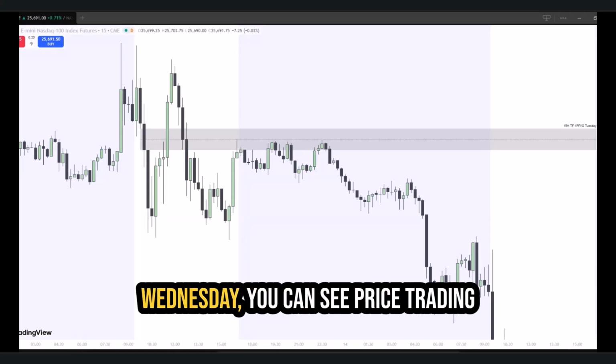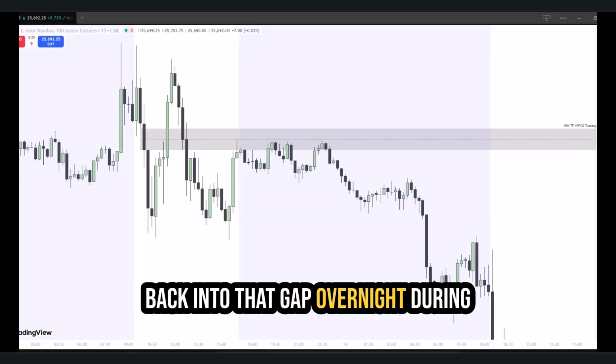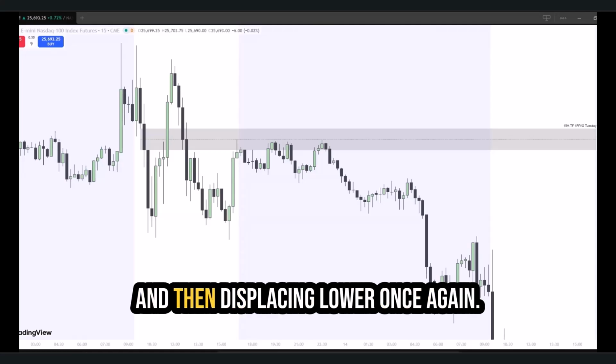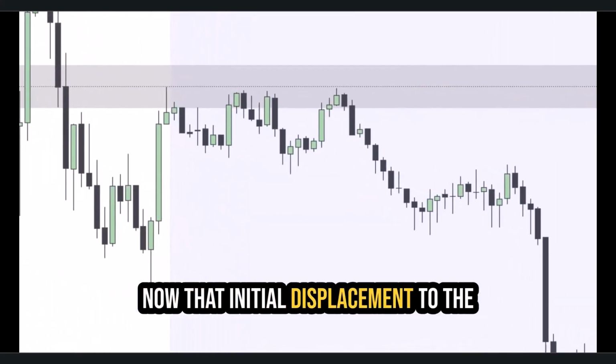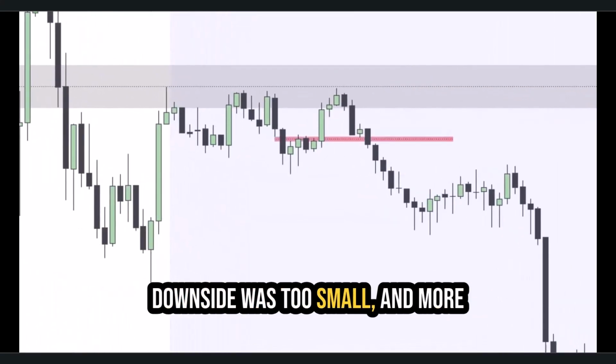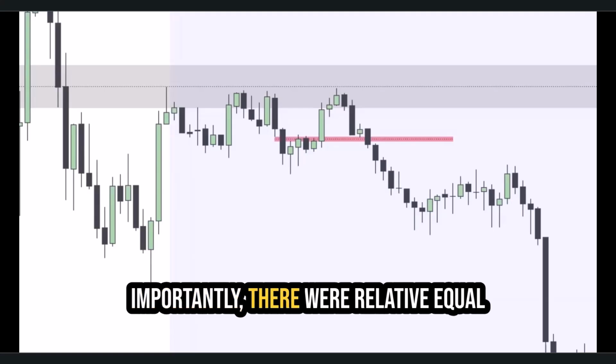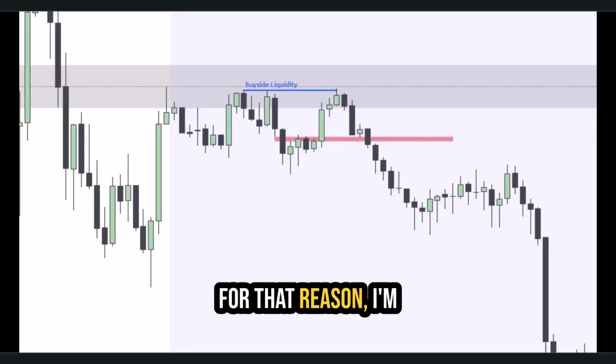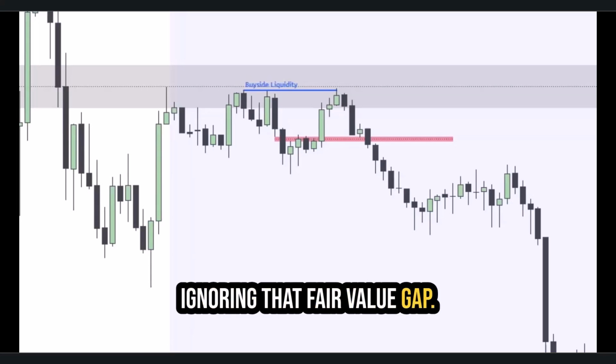And as we moved into Wednesday, you can see price trading back into that gap overnight during Asia session, failing to close above it and then displacing lower once again. Now that initial displacement to the downside was too small, and more importantly, there were relative equal highs above that remained unswept. For that reason, I'm ignoring that fair value gap.